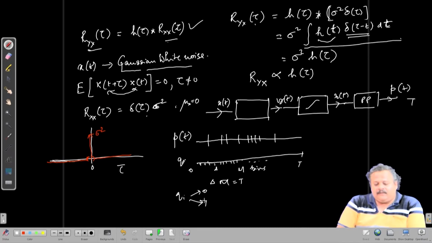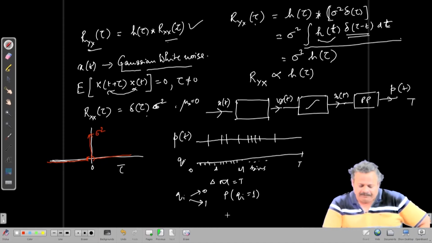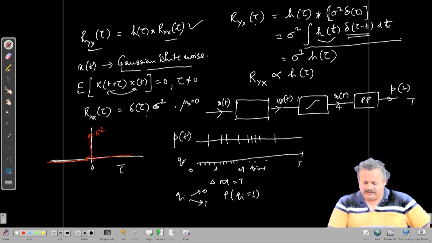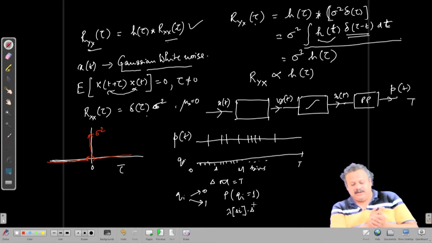And the probability of Qi equal to 1, if the rate function is lambda of t, would simply be lambda at delta i times delta, if delta is small enough. So, this is simply going to be the probability that Qi equals 1 if delta is sufficiently small, because lambda is the rate, that is the number of spikes possible per unit time, and since only one spike is possible in a bin, simply multiplying by the bin width, we can get the probability of a spike.